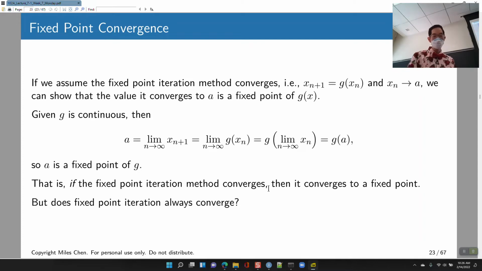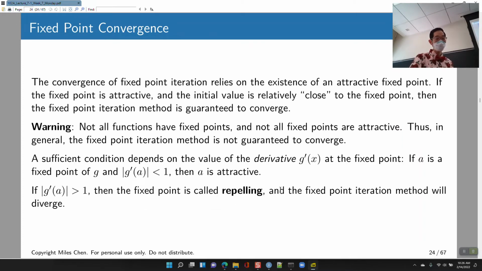So if the fixed point iteration method does converge, it does converge to a fixed point, but does it always converge? And the answer is no, okay? It doesn't always converge. If the fixed point is attractive, that means initial values are relatively close to the fixed point, and the fixed point iteration method is guaranteed to converge, but not all functions have fixed points. Not all fixed points are attractive, and fixed point iteration is not guaranteed to converge.